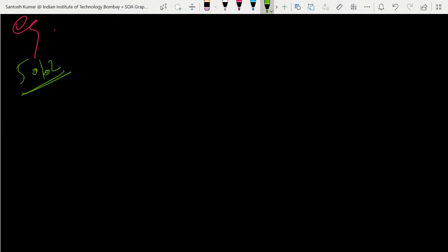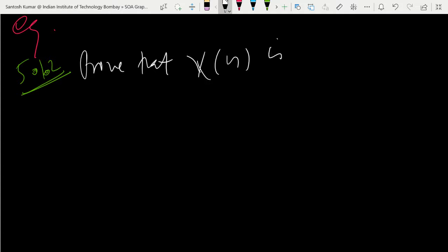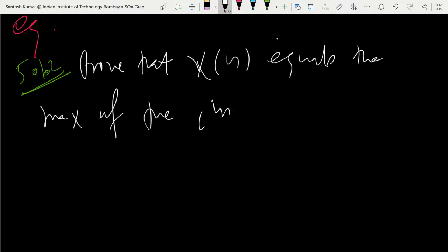5.1.2. Okay, so if you have the book, you can see that. So this is saying: prove that the chromatic number of G equals the maximum of the chromatic number of its components. So the question is, prove that the chromatic number of G equals the maximum of the chromatic number of its components.